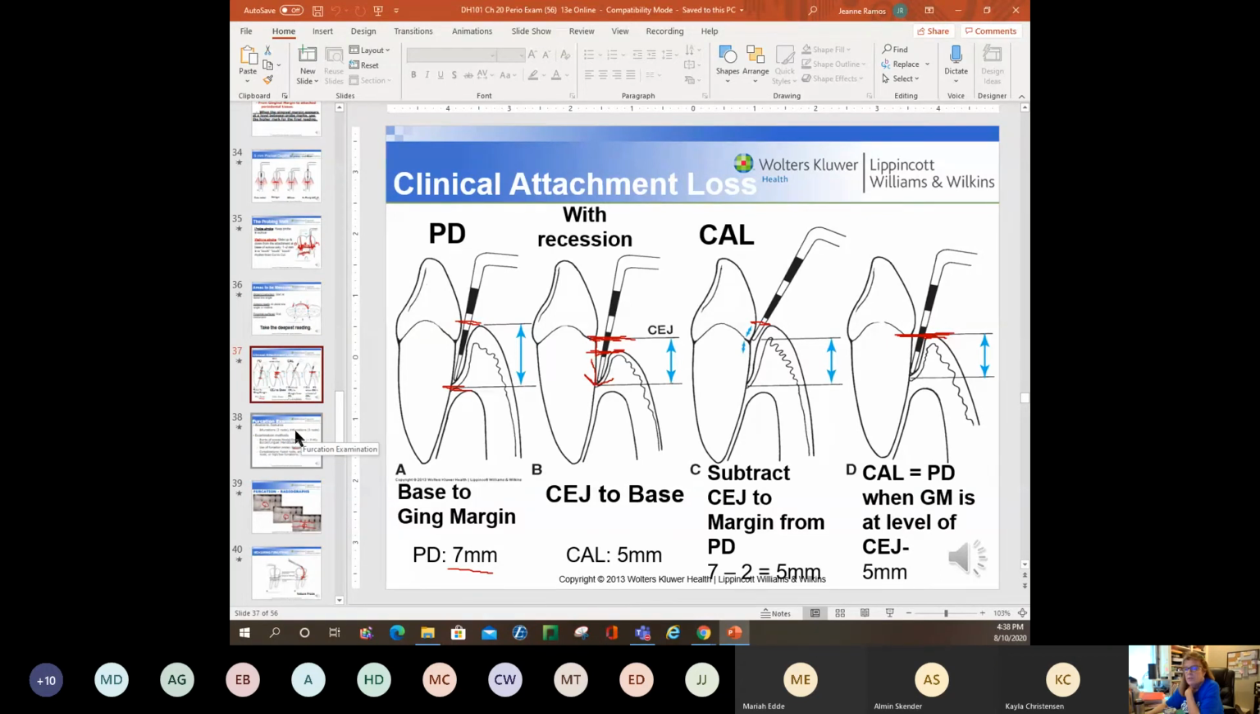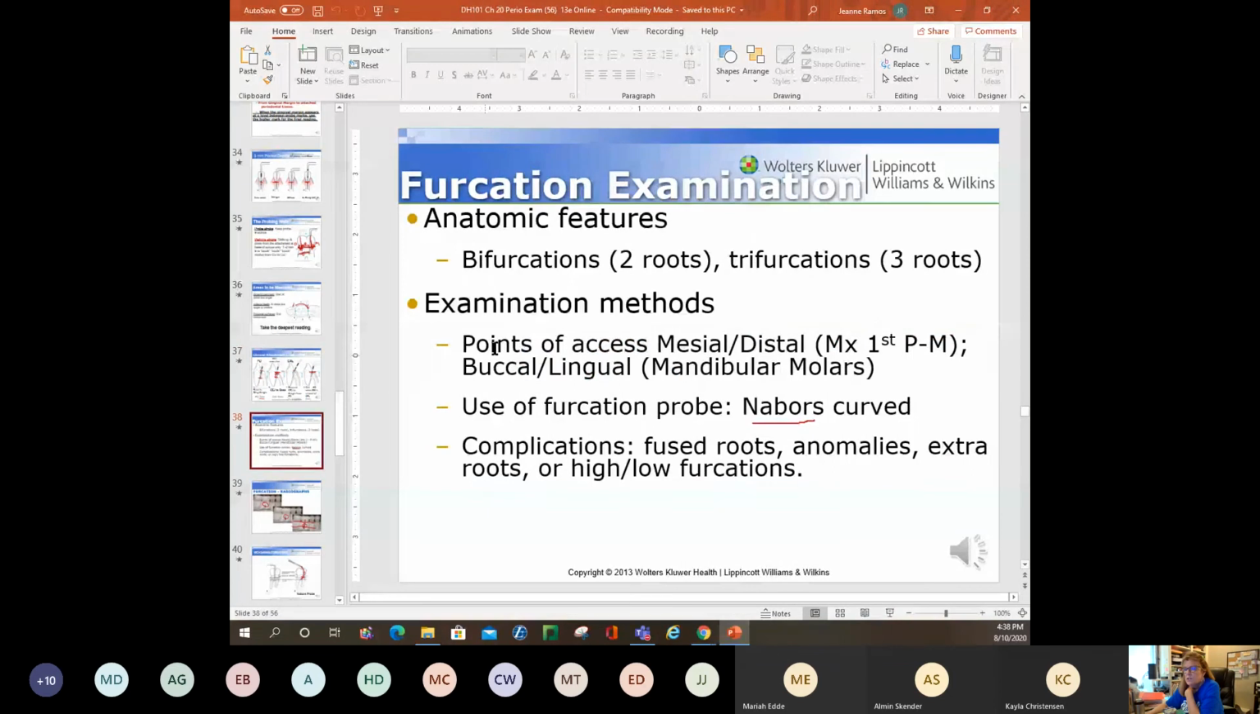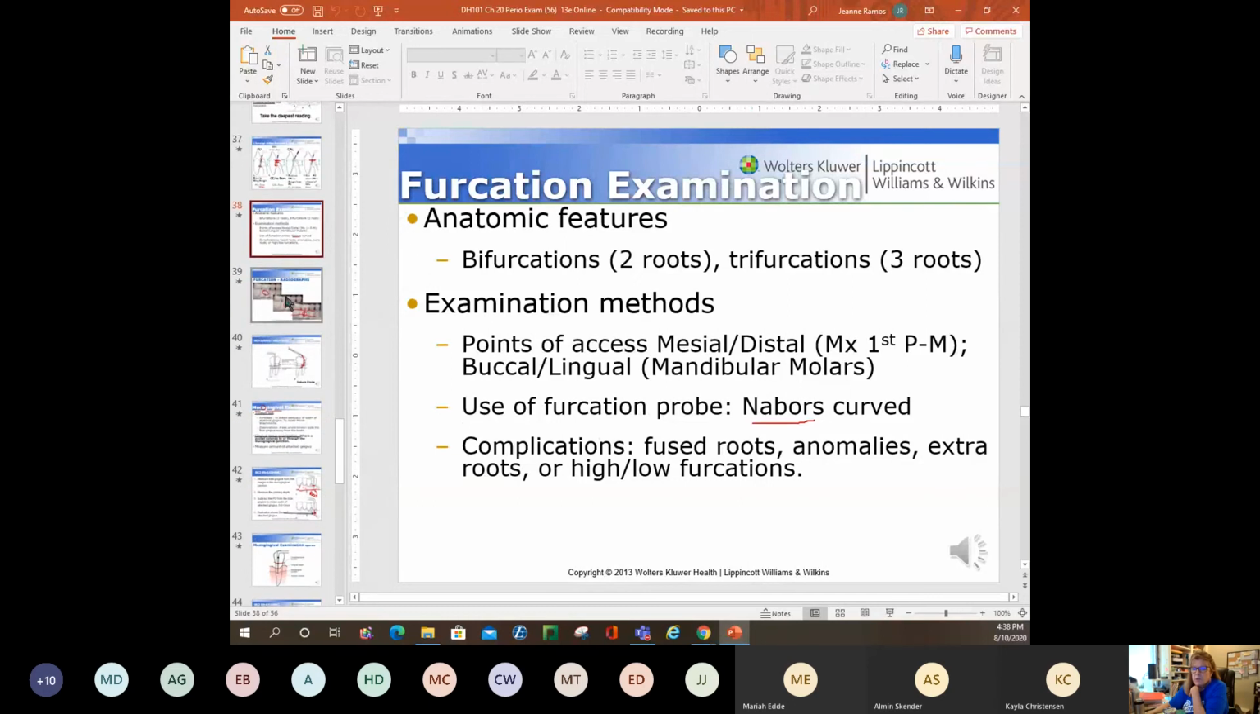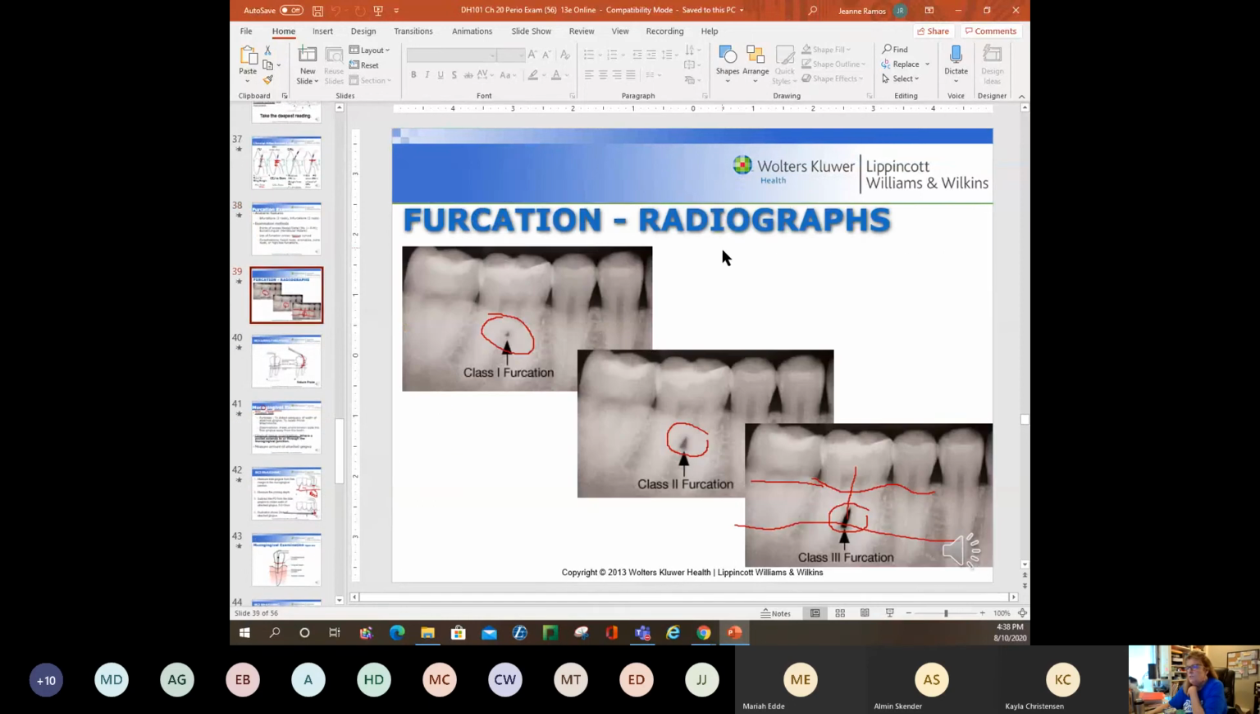So I'm going to hurry through these. We'll talk about the Nabers probe at a different time because you don't have one of those yet. These are furcations. This is in the crotch of a molar, and this is just a class 1 furcation.